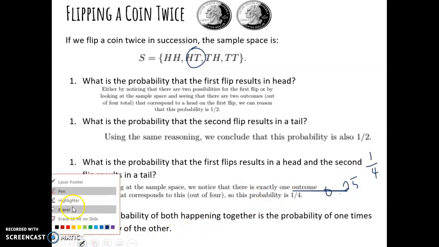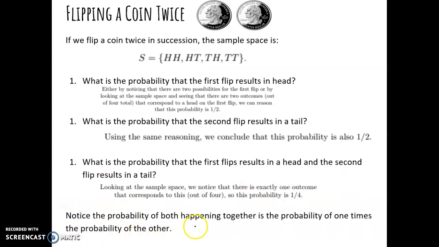So what we want to notice here, though, is that the probability of both happening together, 1/4 or 0.25, is the same as the probability of one times the probability of the other. So if we want to know the probability of flipping a heads first and a tails second, we can find the probability that the first one is heads, which we said was 1/2, times the probability that the second one is tails, which was 1/2. If we multiply that out, we get 1/4.